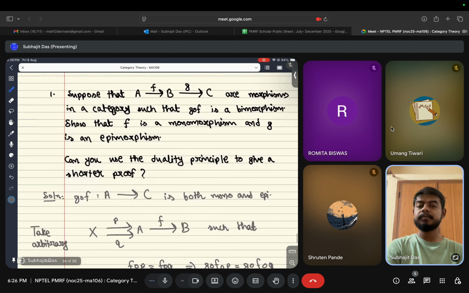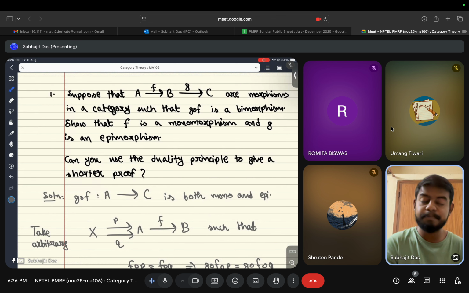Okay. So we have proved that F is a monomorphism and G is an epimorphism whenever G composed F is both a monomorphism as well as an epimorphism. But here comes the next question: can you use the duality principle to give a shorter proof of this? Can you use the idea of duality to give a shorter proof?